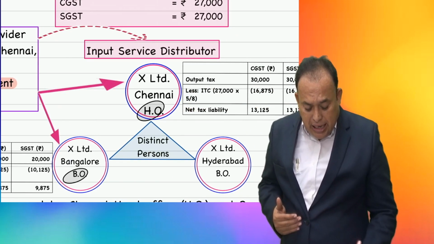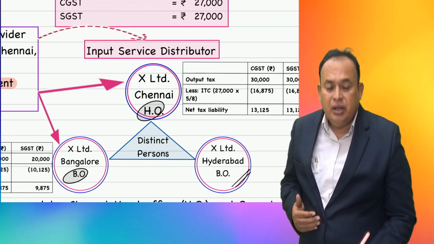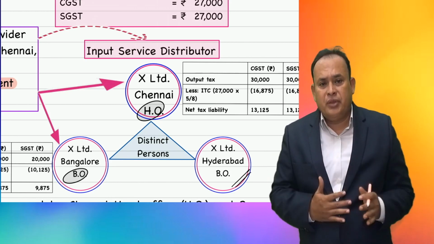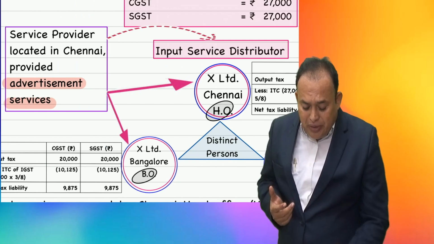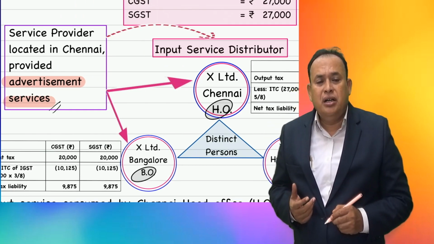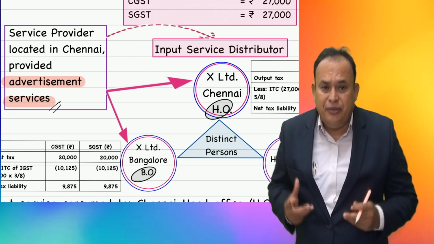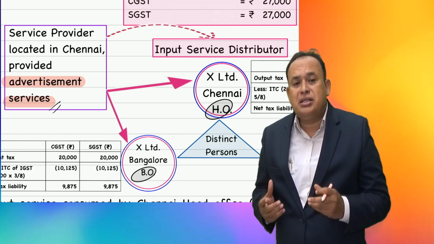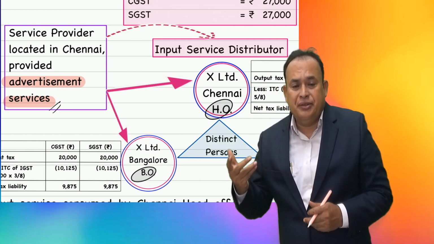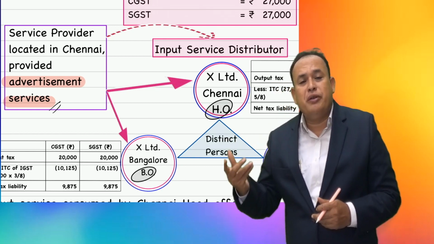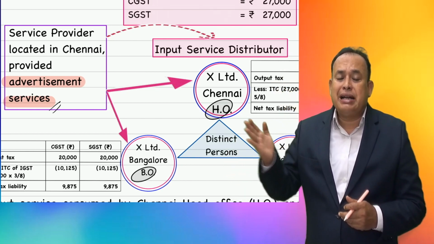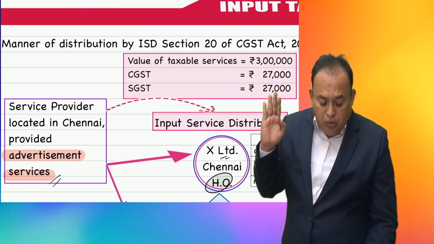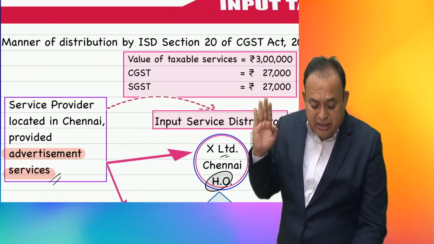Here, the Hyderabad office has no product, maybe providing services, whatever may be. Now, the advertising services supplier advertises the product of Chennai factory, Chennai office as well as Bangalore office products promoted. For these services, the advertising agency service provider raised one invoice against X Limited Chennai. Value of the advertisement services: 3 lakhs.